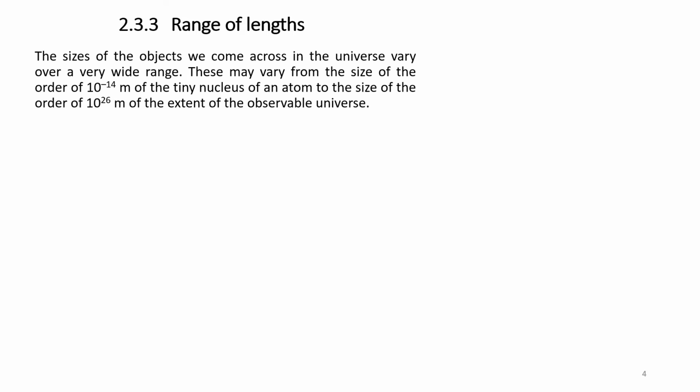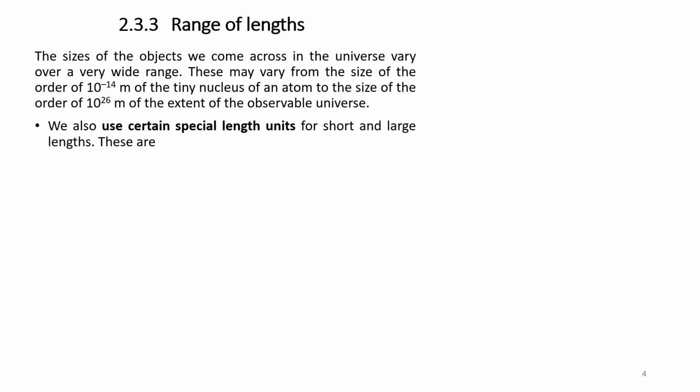Range of lengths. The sizes of objects we come across in universe vary over a very wide range. These may vary from the size of the order of 10 to the power of minus 14 meters, that of a tiny nucleus of an atom, to the very large size of order of 10 to the power of plus 26 meters of the observable universe. We also use certain special length units for short and large lengths. These are 1 Fermi. 1 Fermi, that is written as 1 f, is equal to 10 to the power of minus 15 meters.